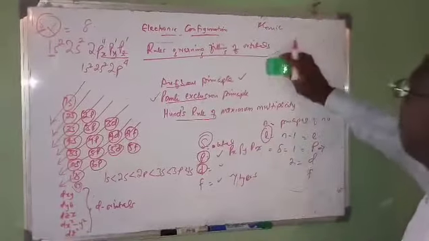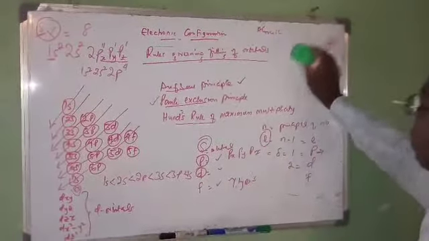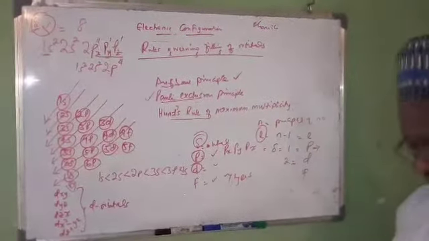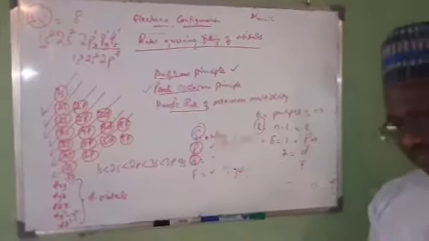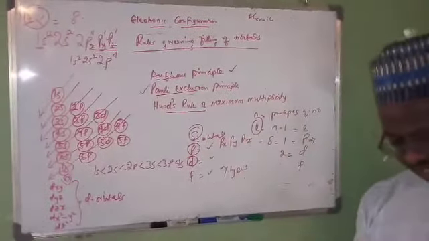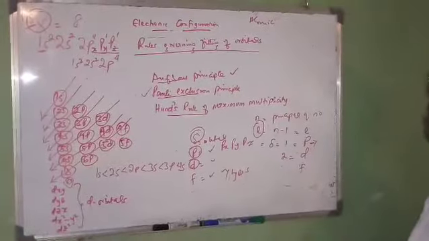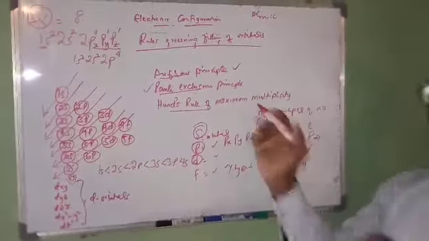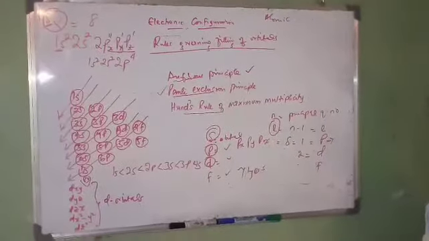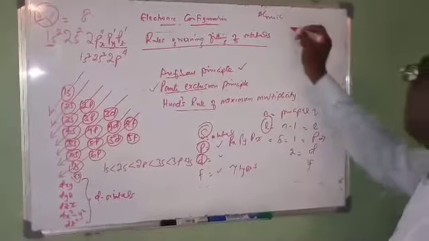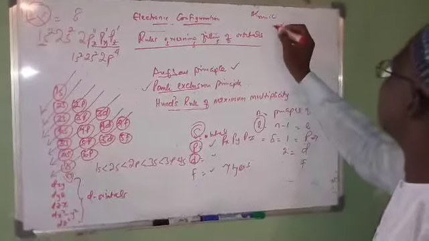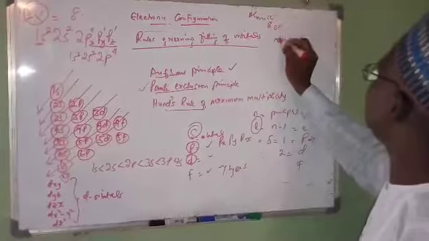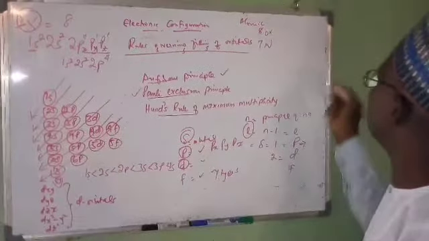Now let us look at Hund's rule of maximum multiplicity. He said that in filling electrons into degenerate orbitals, the electrons have to go in singly before pairing. Let us take oxygen, for example. Oxygen has an atomic number of 8, and we have nitrogen with atomic number of 7. Let us look at it.